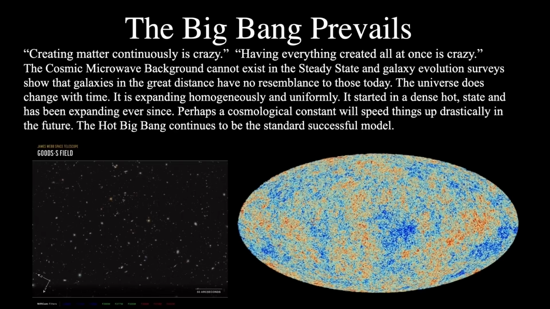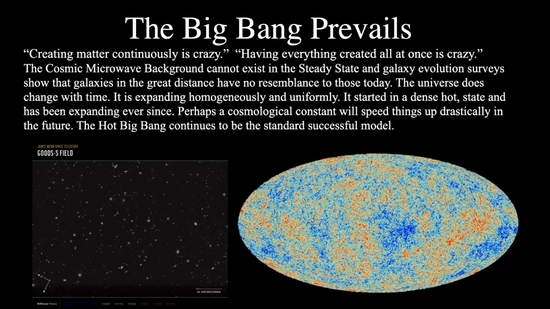So we do know that it's expanding homogeneously and uniformly. Both the steady state and the Big Bang could solve that. But if it started in a dense, hot state and has been expanding ever since, then the cosmic microwave background is a direct prediction of the Big Bang and not just some arbitrary hack add-on that the steady state model would have to do. The Big Bang predicts it, steady state doesn't predict it.